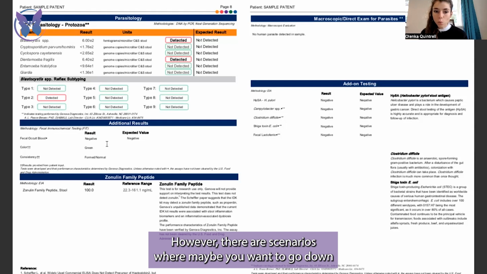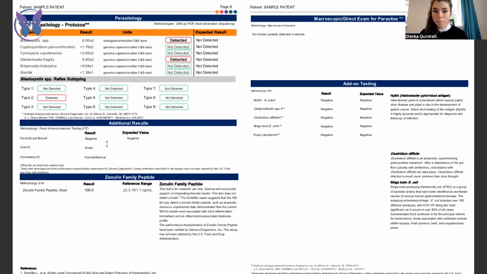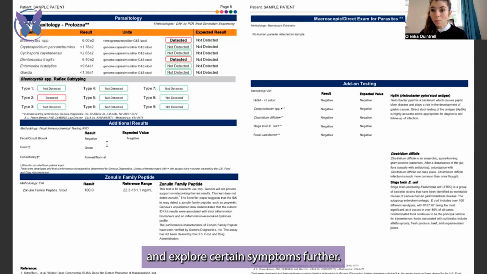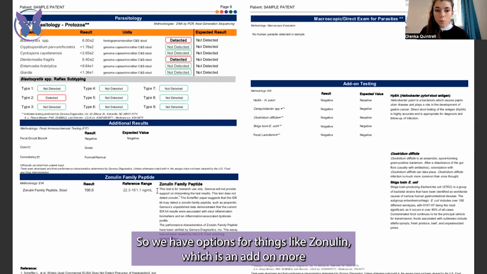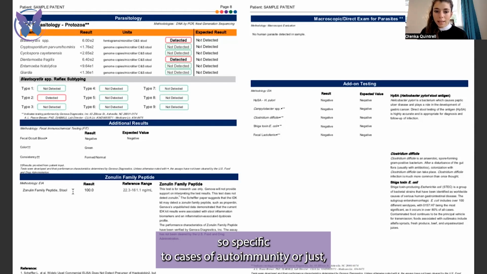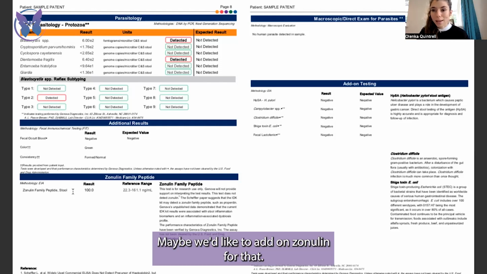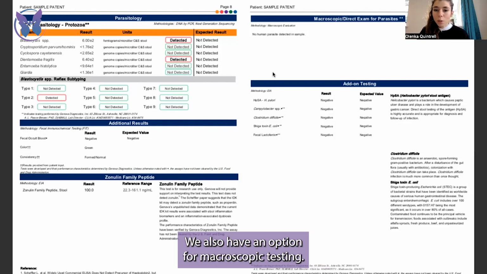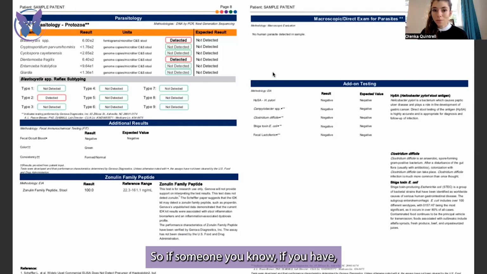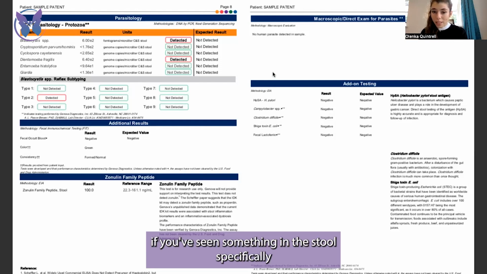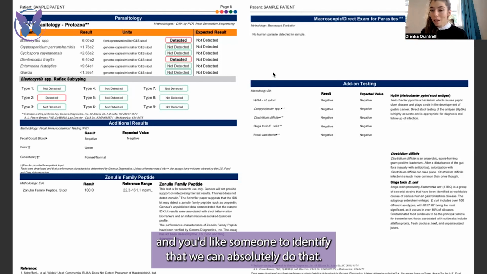However, there are scenarios where maybe you want to go down and explore certain symptoms further. So we have options for things like zonulin, which is an add-on more specific to cases of autoimmunity, or conditions associated with gut permeability. Maybe we'd like to add on zonulin for that. We also have an option for macroscopic testing. So if you've seen something in the stool specifically and you'd like someone to identify that, we can absolutely do that.